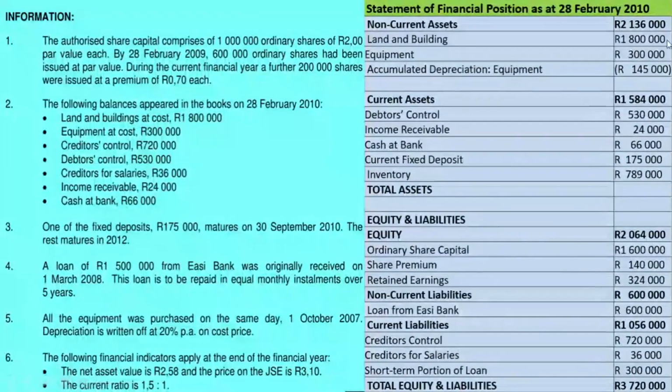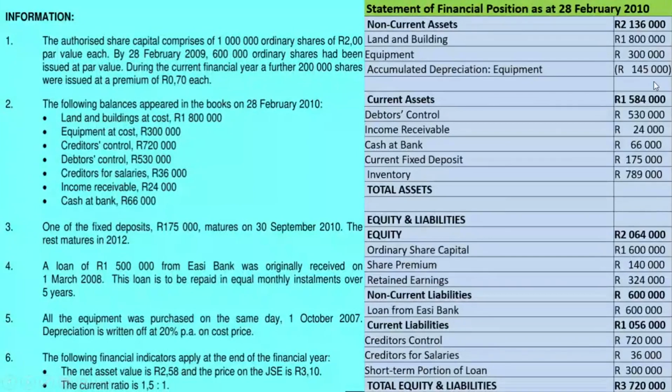Now let's see what we have in non-current assets. We have 1,800,000 rand, we have 300,000 rand, we have negative 145,000 rand. So what does that give us? What's the total? 1,800,000 rand plus 300,000 rand gives us 2,100,000 rand, and you deduct 145,000 rand. It will give us 1,955,000 rand. So it does not equal 2,136,000 rand.